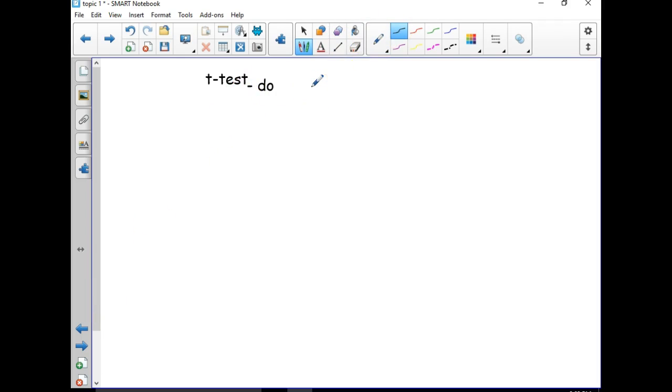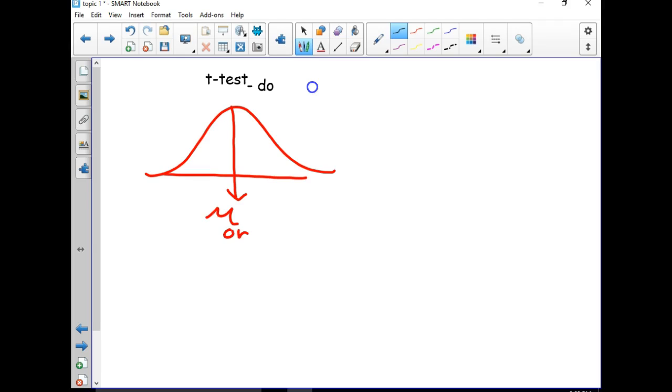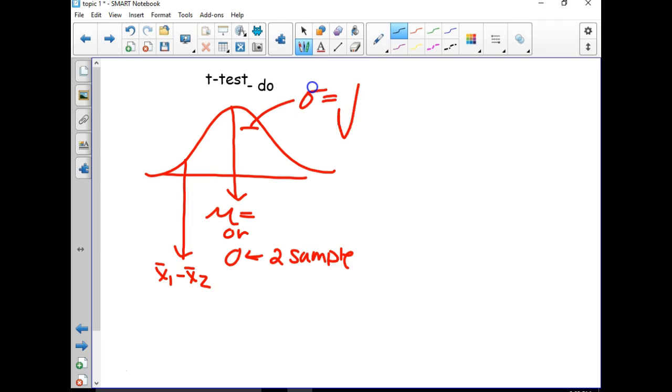For a T test, what do you really need? You're going to be plugging everything in, right? But if you want to know, like on the curve, my parameter will either be the given mu, okay, or 0. It's going to be 0 if it's a 2 sample. You mark your x bar of 1 minus x bar of 2. You have your standard deviation, whatever that may be, if it's 1 sample or 2 samples. So this is for 2, this is for 1, right?